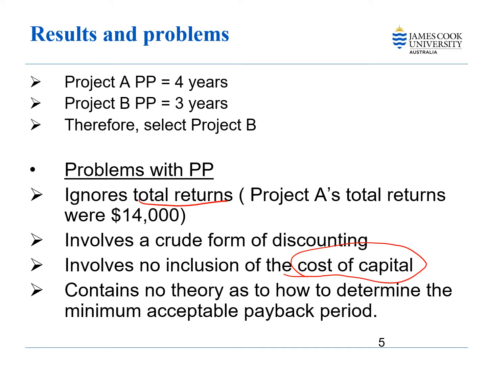In addition, it contains no theory as to how to determine the minimum acceptable payback period. We may say we want a cutoff of 5 years, but there is no theory associated with this. But it does have a merit here: it's easy. You can use it as a shorthand.